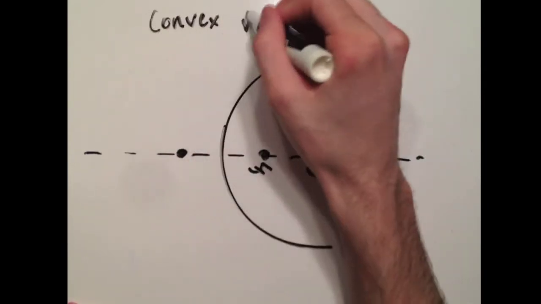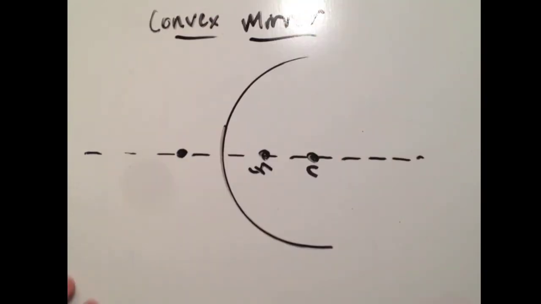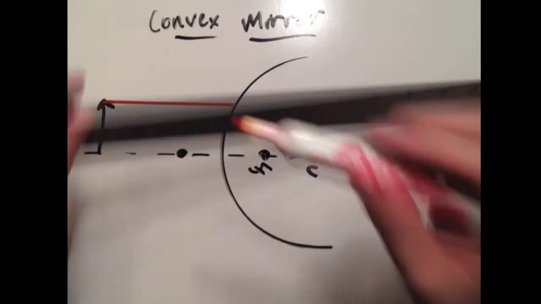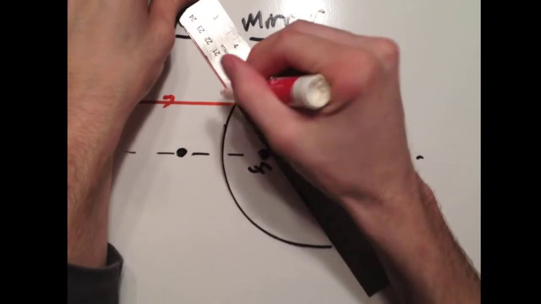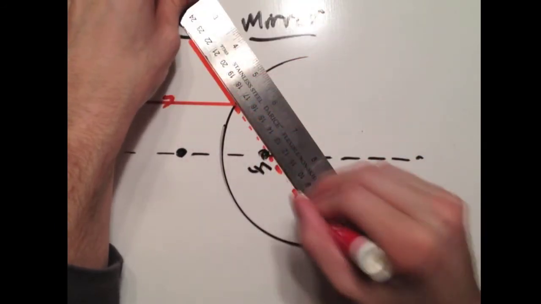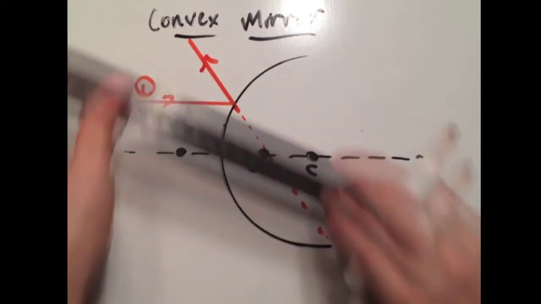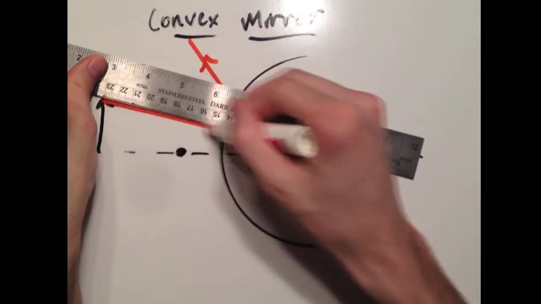Lastly, we're going to look at a convex mirror. So here I have my object on the left side of the mirror. First ray is again straight towards the mirror, and then you reflect the ray lined up with the focal point. Now I'm extending it back because I know I'm going to have a virtual image.